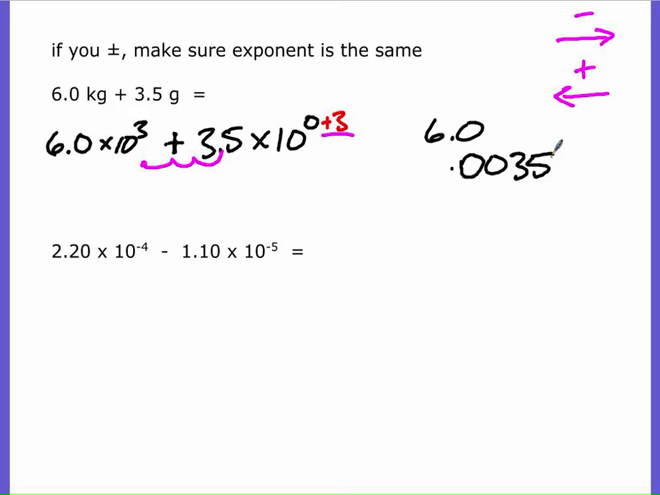And so then I add, 6.0035, and I round to precision, and I recognize that my answer at the end of the day is just going to be 6.0 kilograms.